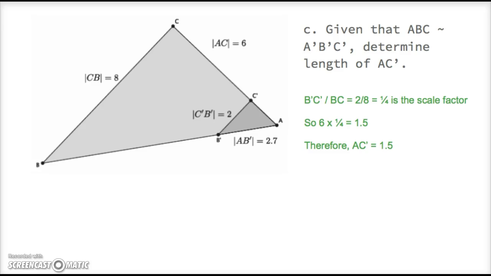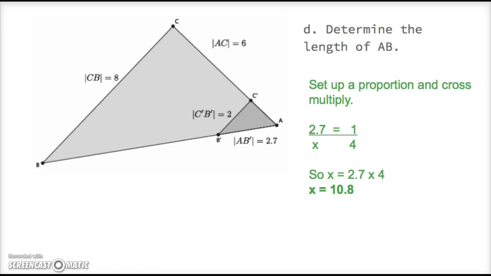Then on part D, we're going to try to figure out the length of AB. And that is an original length, so it's going to be a little backwards from what we've been used to doing. There are a couple of ways to do this. One way is you could set up a proportion and then cross multiply. So here's what I've done. I took 2.7, which is the length of AB prime right here, and I put that over x, and that would represent the length of AB, what we're trying to figure out. The reason I paired those two together is because they're both corresponding sides, AB prime and AB.